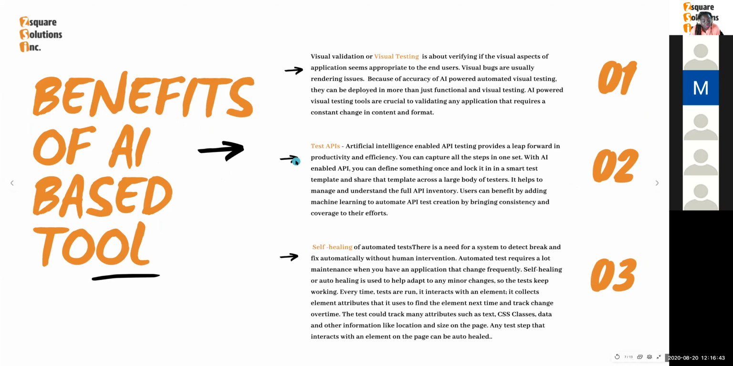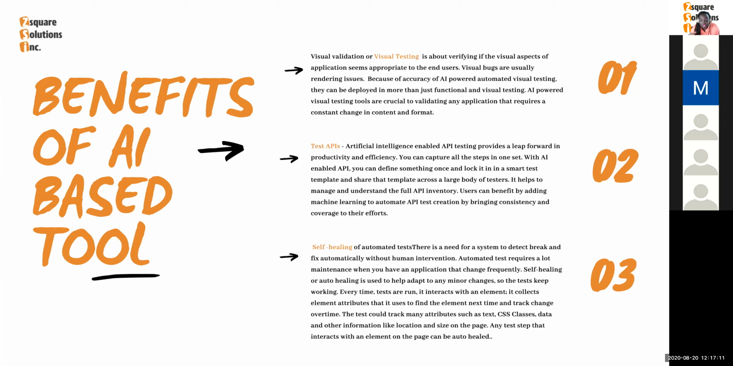All right, so benefits of AI-based tools. There are so many benefits, but these are the three that I really want to highlight in this webinar, because I think they provide a lot of value right off the gate to really help you with your QA automation. So visual testing, also known as visual validation, is really about verifying the visual aspect of the application.